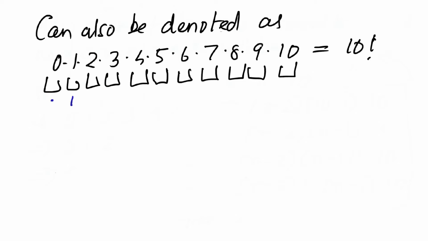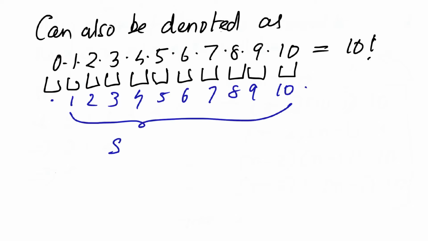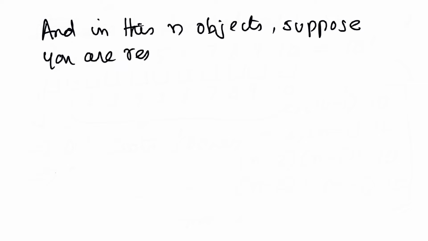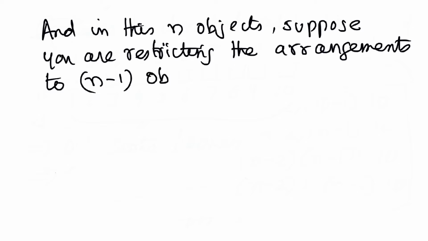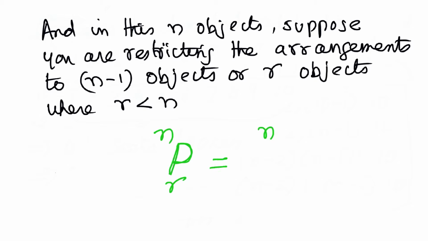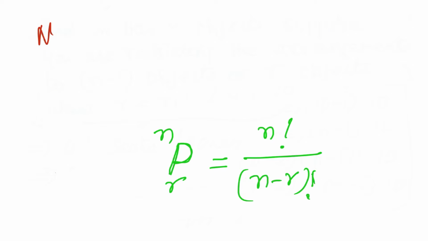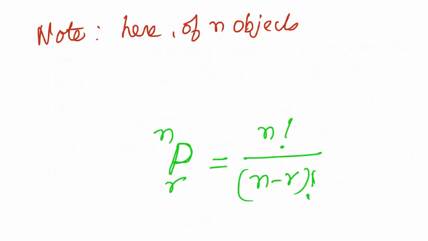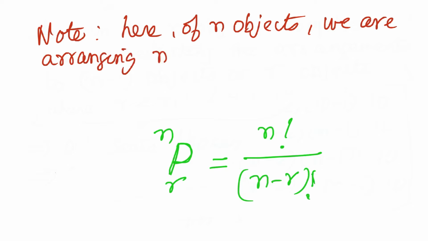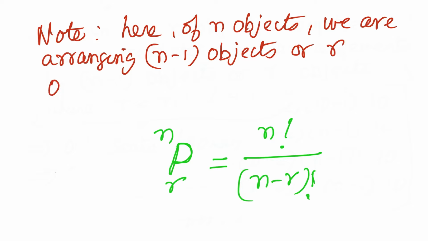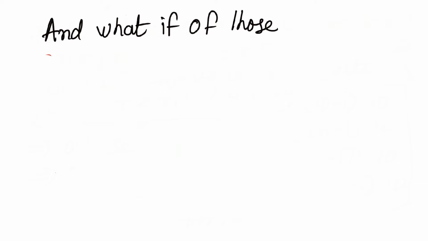And also note that all the objects can also mean that they belong to a particular seat or a particular box, contained in the box. And suppose in these n objects we are only arranging r objects, where r is less than n, then we call it a permutation, that is nPr, which is n factorial by n minus r factorial. And here note the fact that it's the r objects which are getting arranged out of the total n objects.